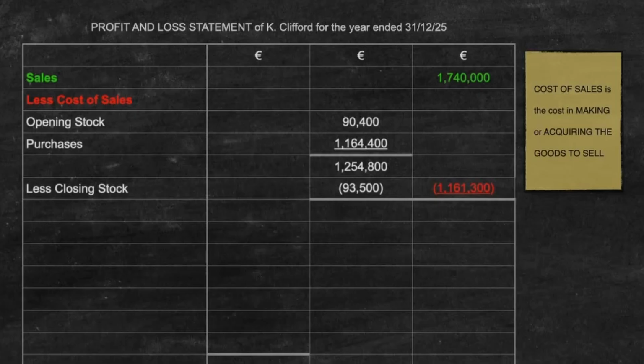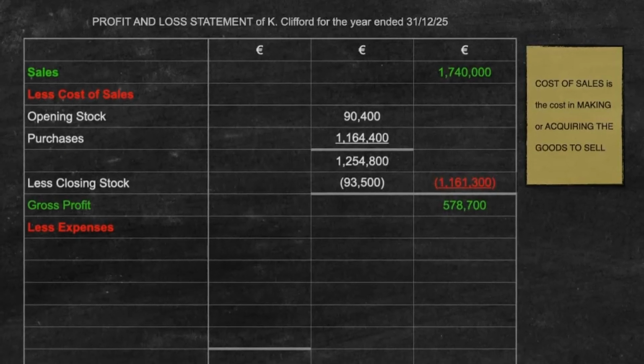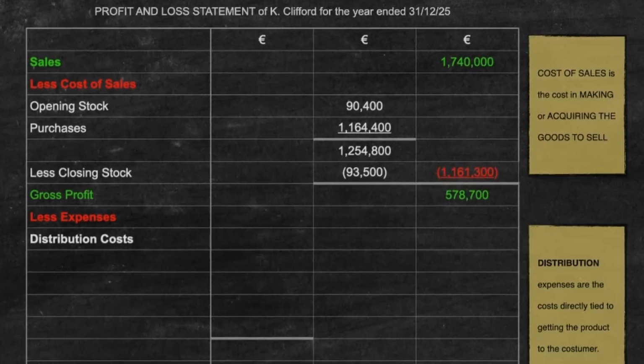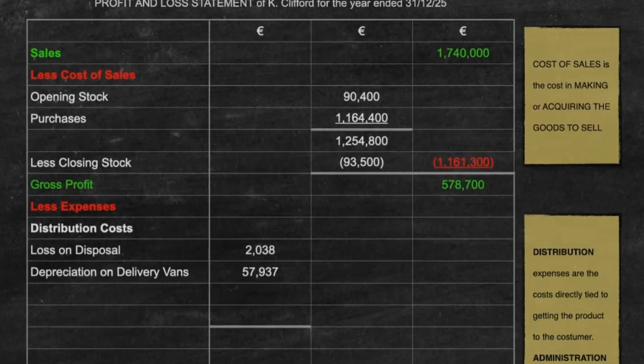Now we subtract that from our sales, leaving us with a gross profit of 570,700. Now we have our gross profit, but we still have to pay the bills to keep the business running. These expenses are divided into two categories. Distribution expenses, these are the costs directly tied to getting the finished product to the customer. Think of delivery vans, advertising, and sales commissions.